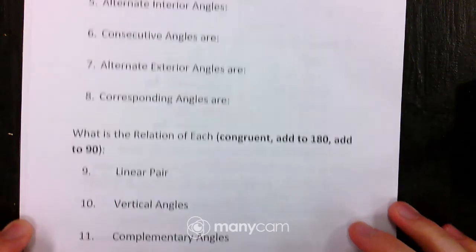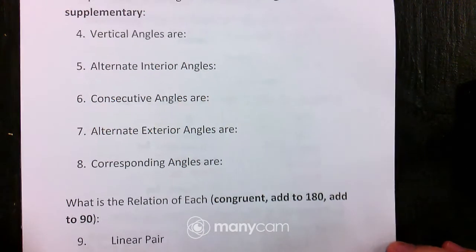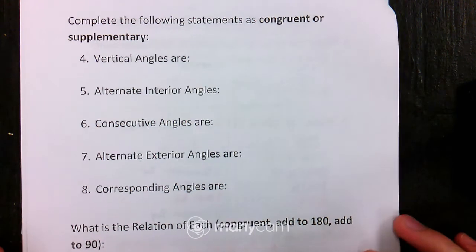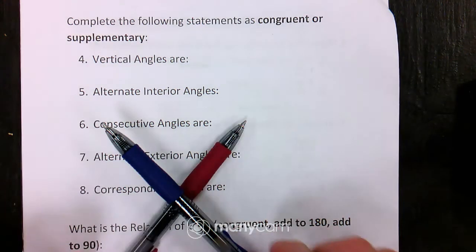Next page should go by a little faster. No proofs. Alright, so complete the following statements: congruent or supplementary. This should be pretty easy. You have a 50-50 chance. Alright, vertical angles. What are they?